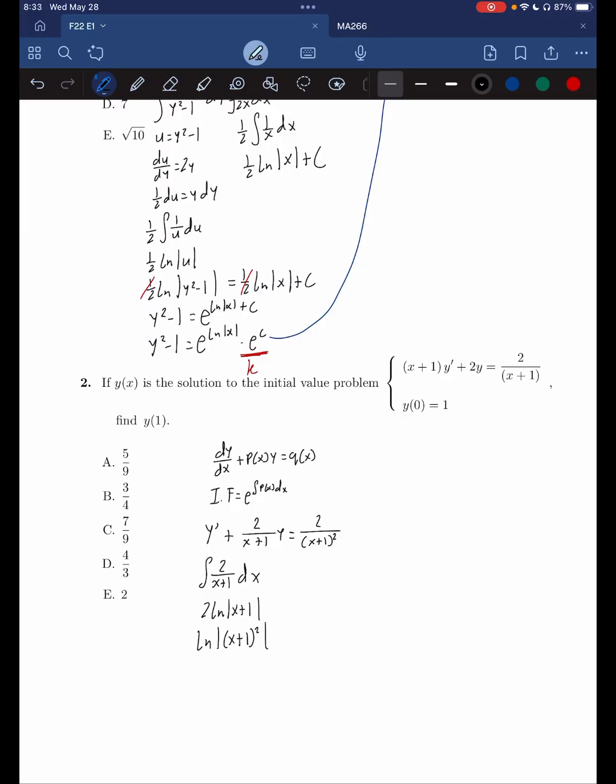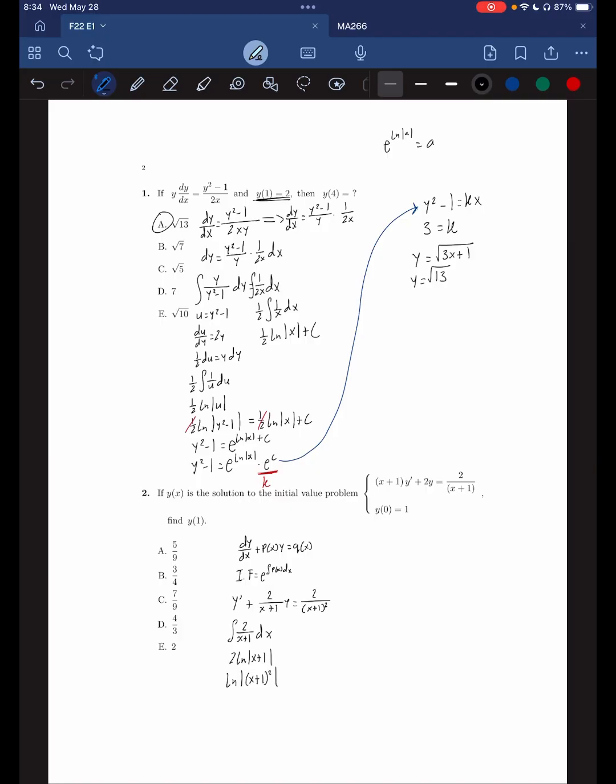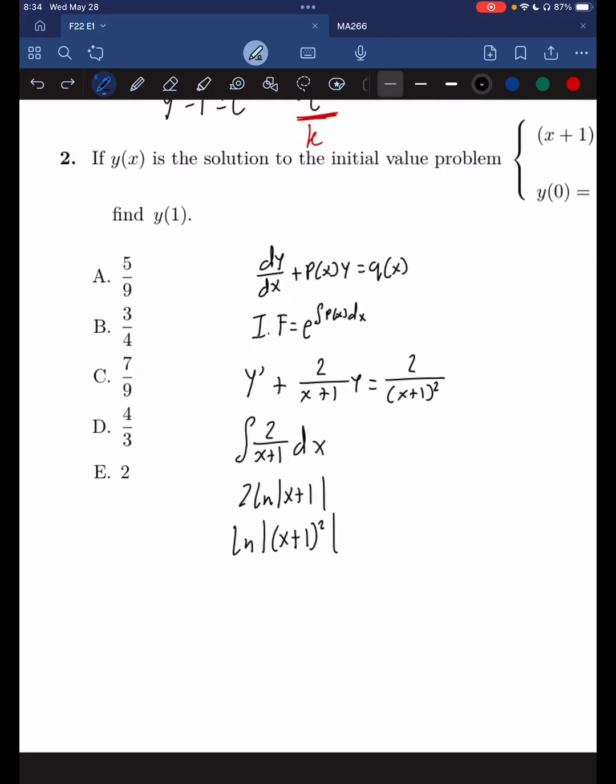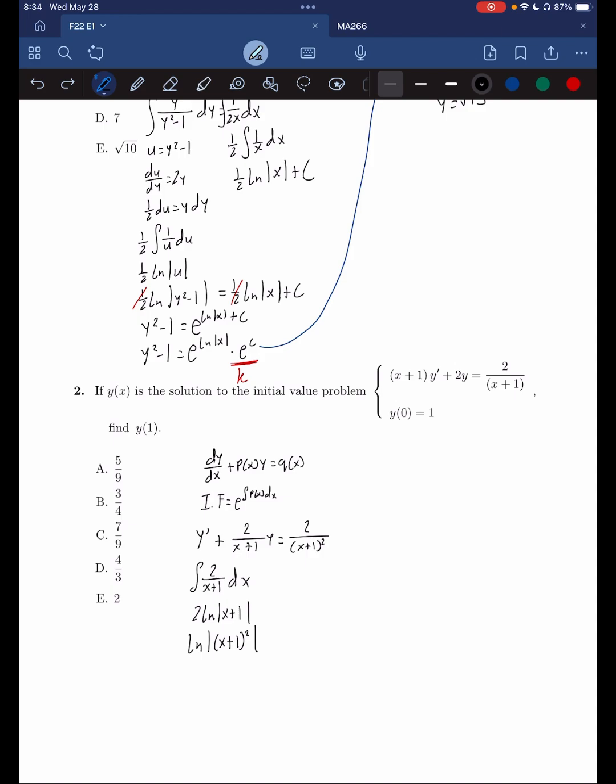Now we're not done. Our integrating factor, as you can see, is e raised to this. And as I mentioned earlier, e raised to the ln of anything is just going to be whatever is inside your ln. So our integrating factor is equal to x plus 1 squared. So now, what do we do next? I'll move my work up here. We do y times our integrating factor, which is x plus 1 squared.